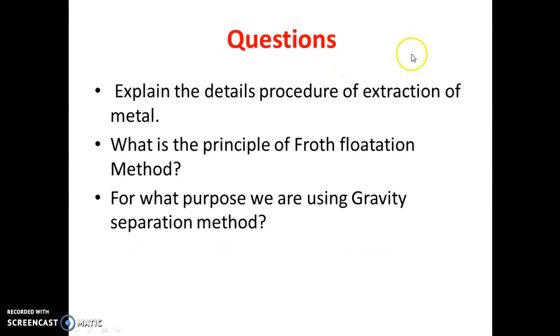Now the important questions for the students. Explain the detailed procedure of the extraction process of metal. Second question, what is the principle of froth flotation? And third question, for what purpose do we use the gravity separation method? These are very important questions for the students.